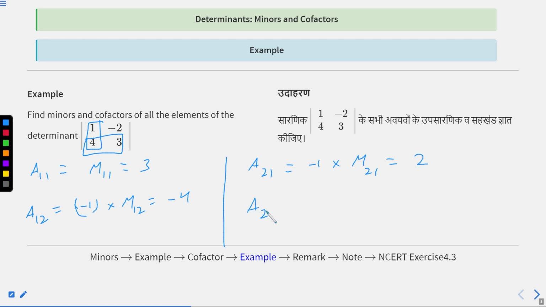Now A22 will be (-1) power 4, so just 1. M22 means eliminate the second row and second column, and you are left with this entry, which will be 1. Simple, easy to find cofactors and minors. Now let us move next.